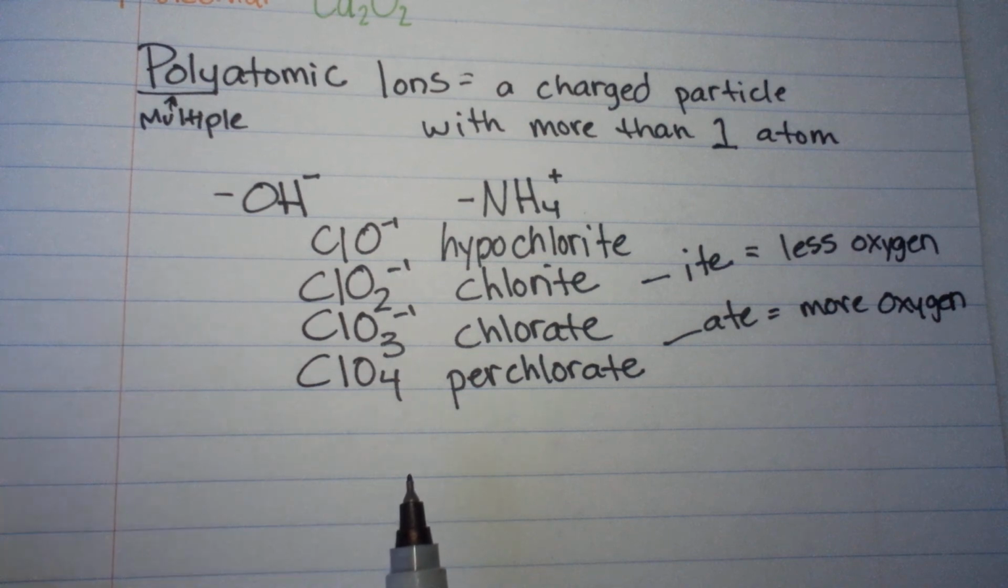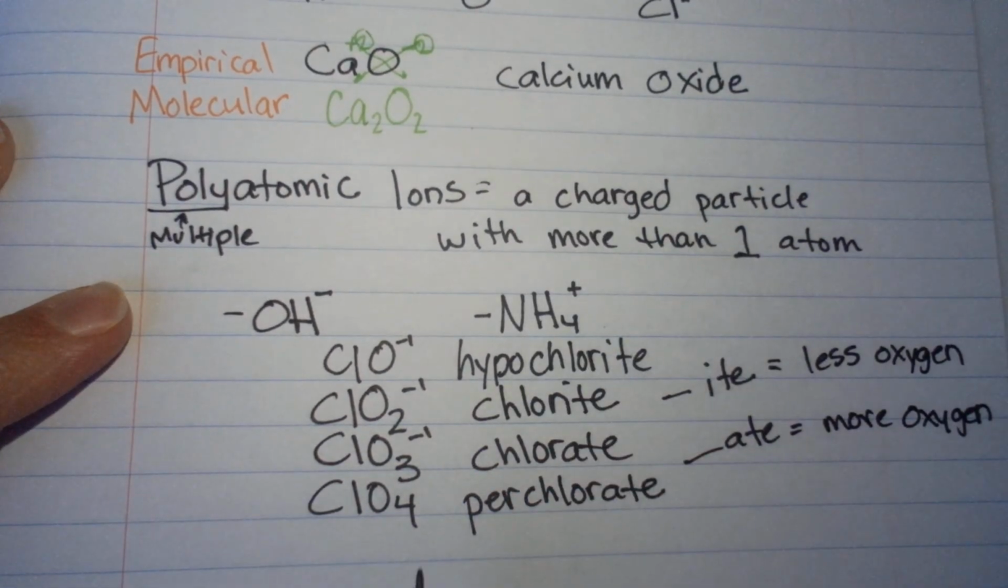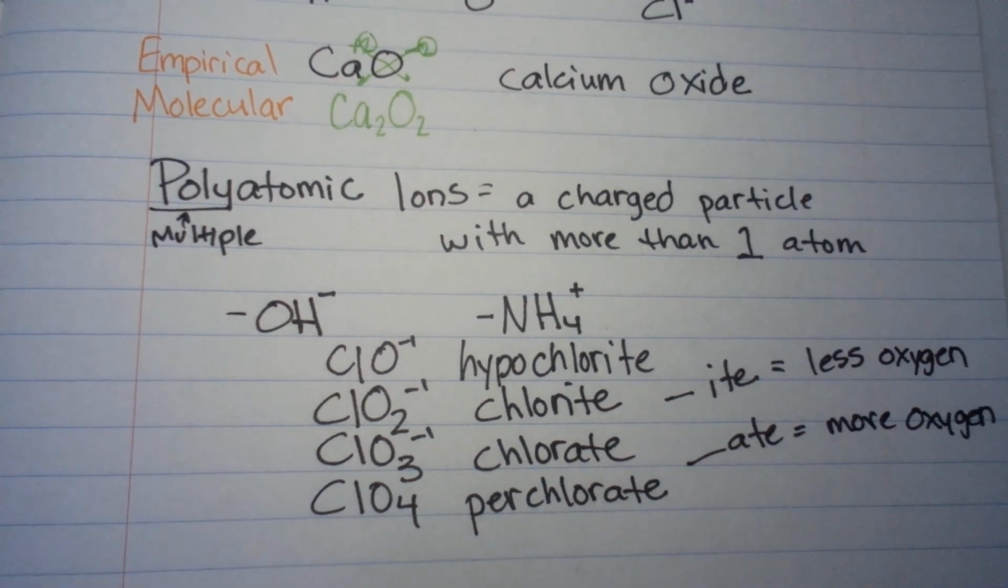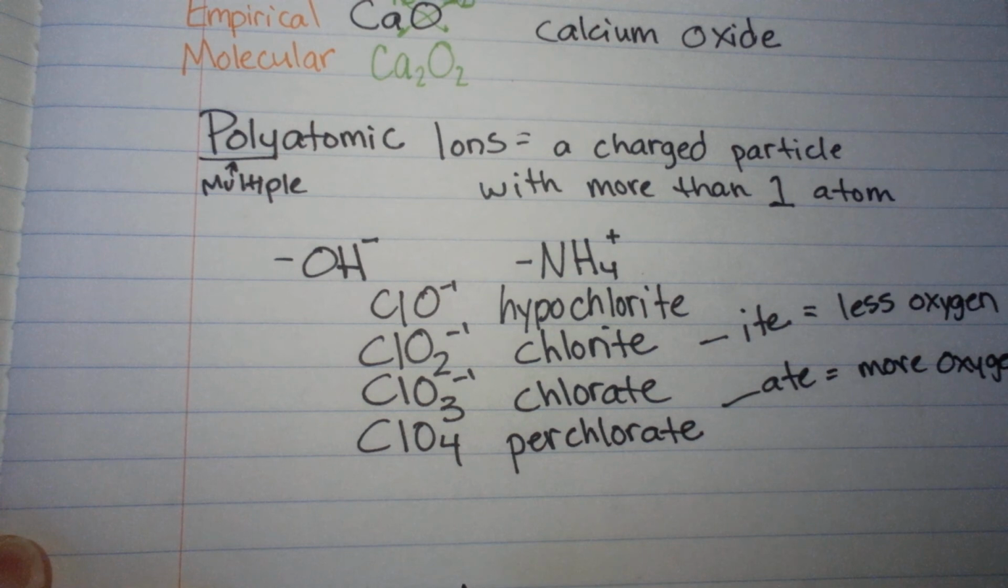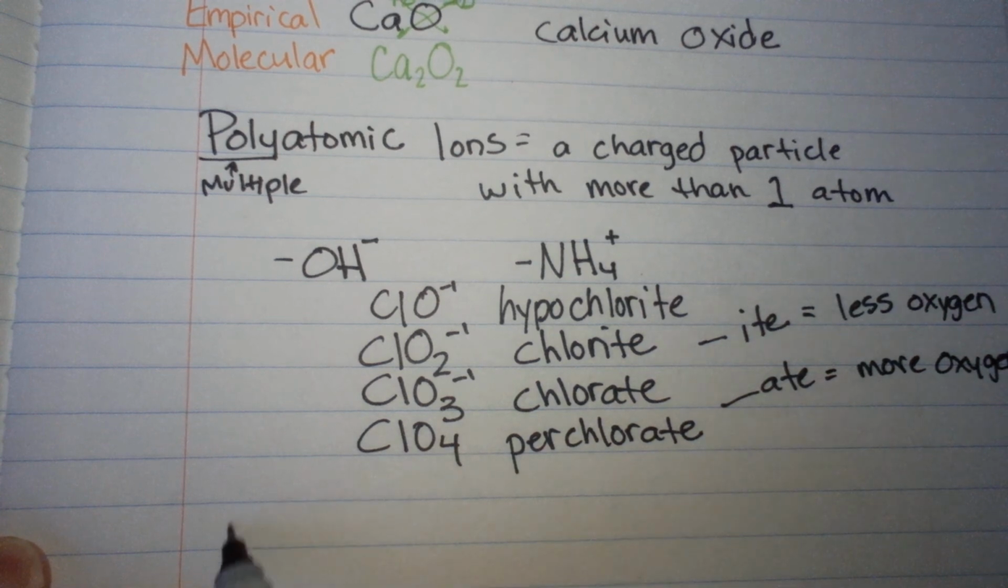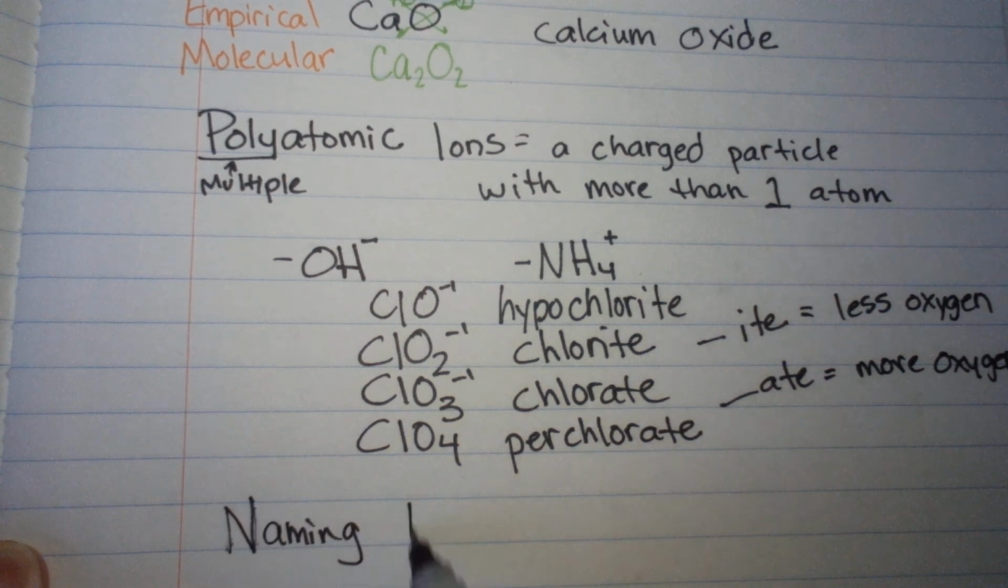And let's talk a little bit about naming. We did a practice naming of calcium oxide up there. But let's go through the steps for naming an ion, or an ionic bond, an ionic compound. Of course, the marker is going to give out. We're going to say naming ionic compounds.